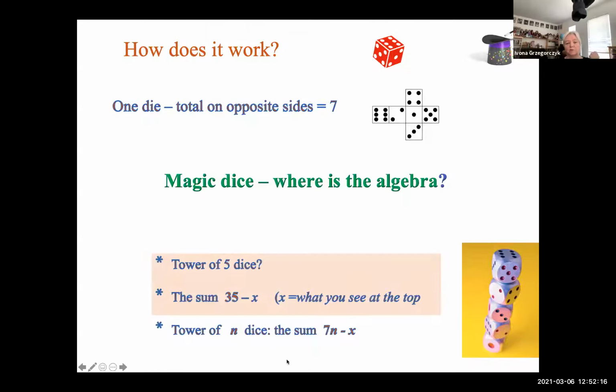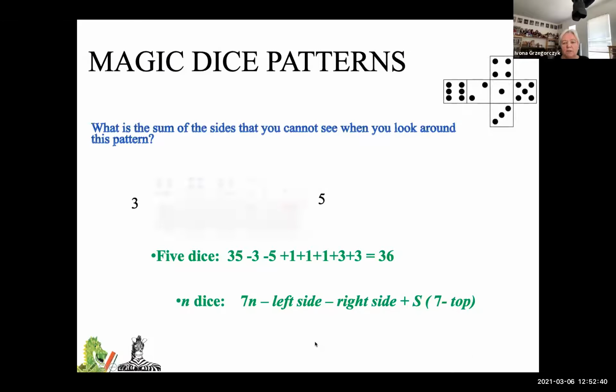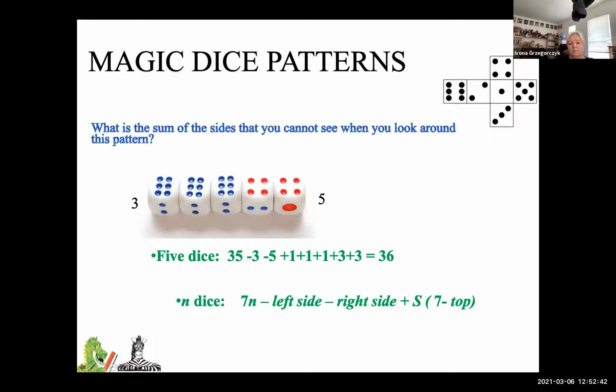And then, of course, they will say, okay, 35 minus x, x is what's at the top, right? And then you say, okay, what if I keep stacking this dice? I can put one more. What if I have n dice? What would be the sum of the ones that I don't see? And they come up with the formula, or you help them to come up with the formula, 7n minus x. So we got their first formula, and now you can play with this.